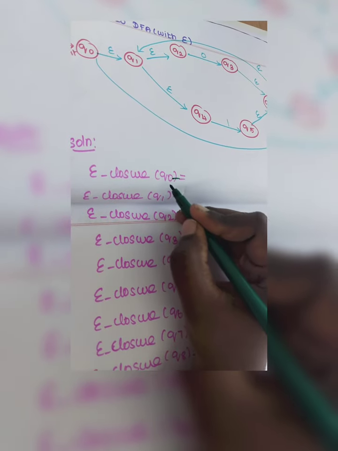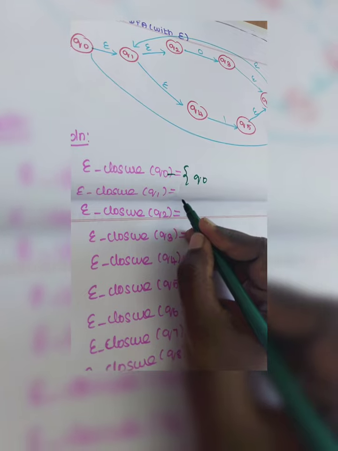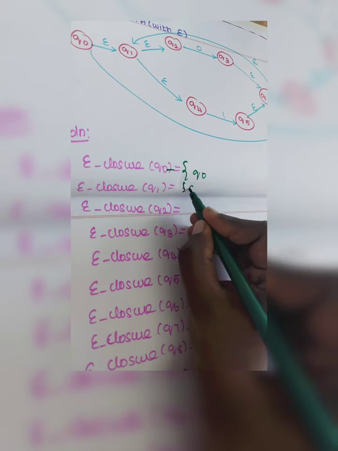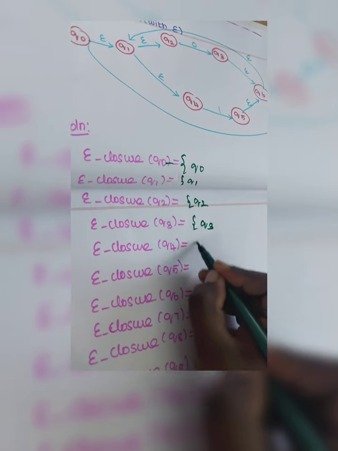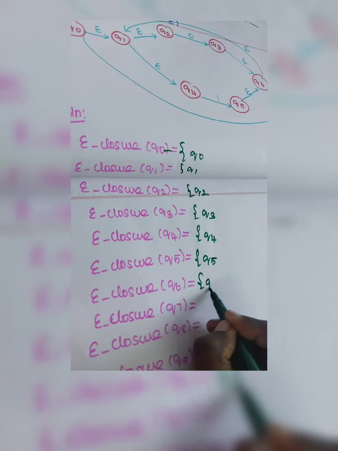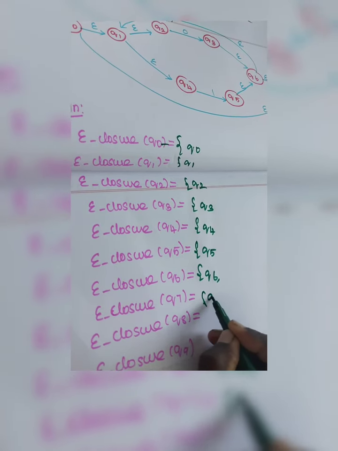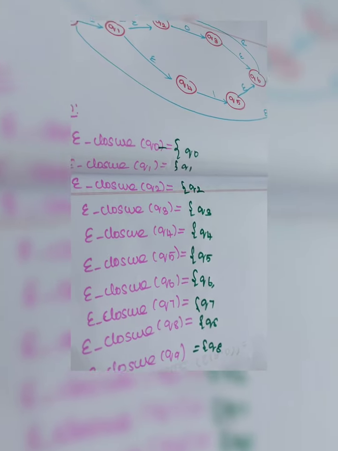If you are finding one state's epsilon closure, first write the same state. If you are finding the epsilon closure for Q1, write Q1; for Q2, write Q2. So this you have to write first, and similarly you have to write for all the remaining states. Okay, so this is the first step.